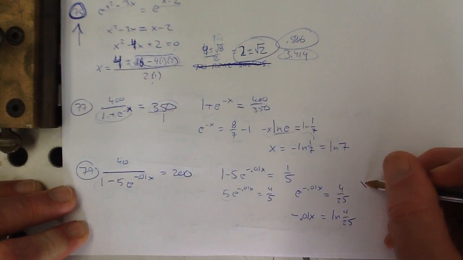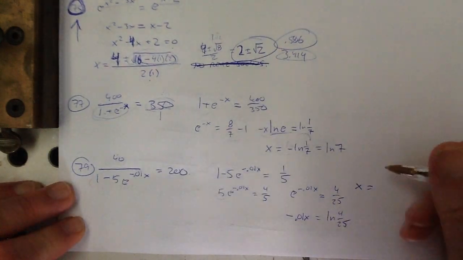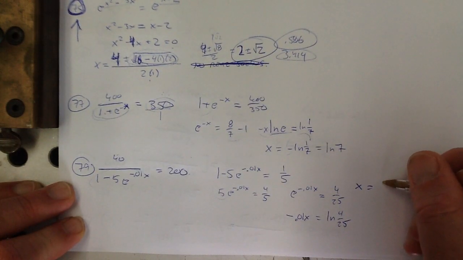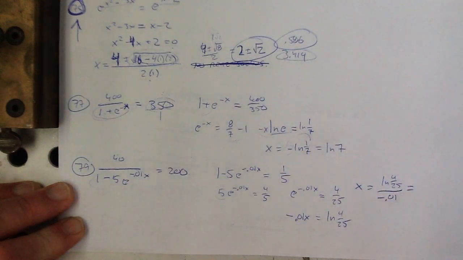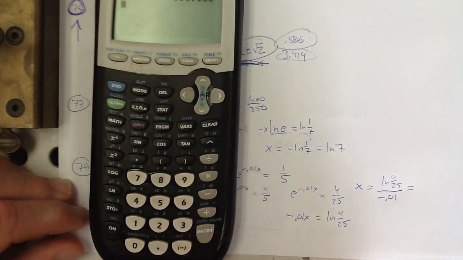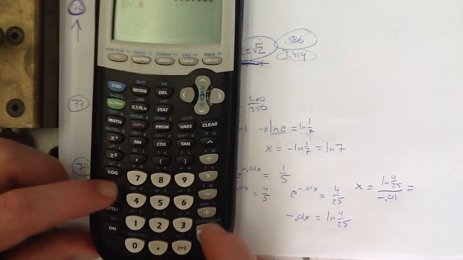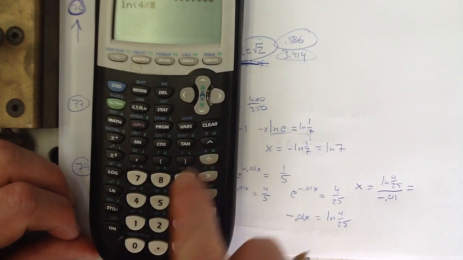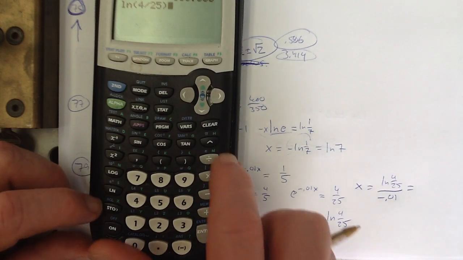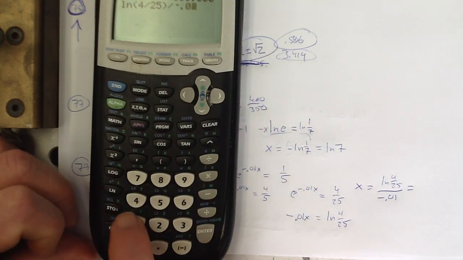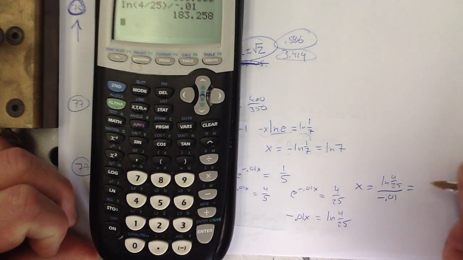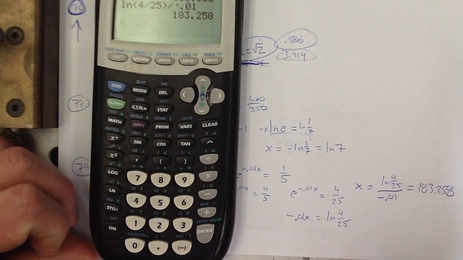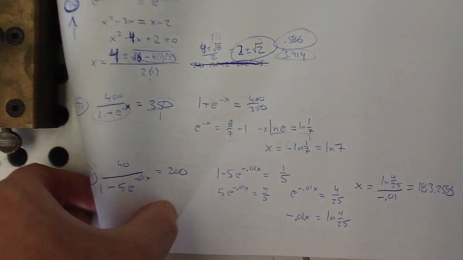So my answer should be whatever natural log of 4 over 25 divided by negative 0.01. Whatever that is. Let's find out. Natural log of 4 over 25 divided by negative 0.01 is 183.258. I wrote that down off the page there.